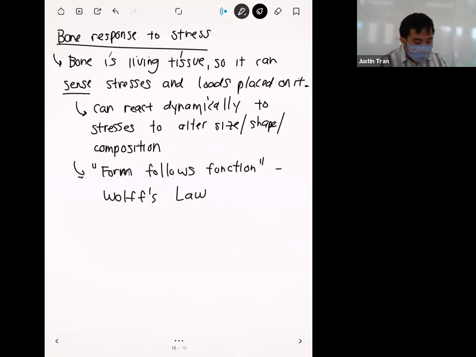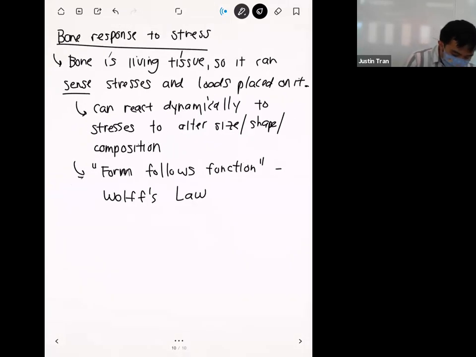Because you can almost think of this response to stress as kind of like a correcting behavior. If your bones sense a certain kind of stress or a certain kind of load, what it does is it alters its shape and its size such that it can better handle those kinds of loads in the future.